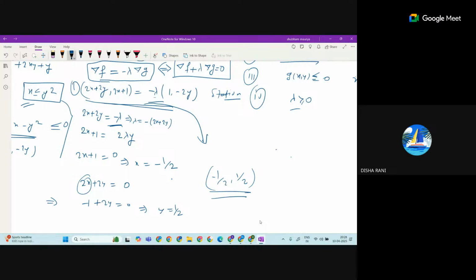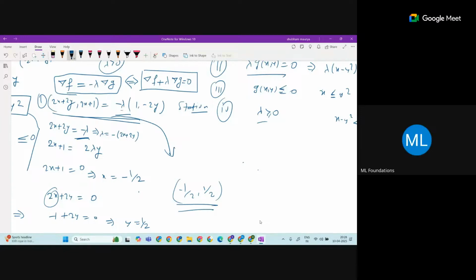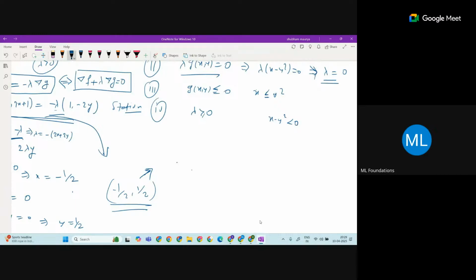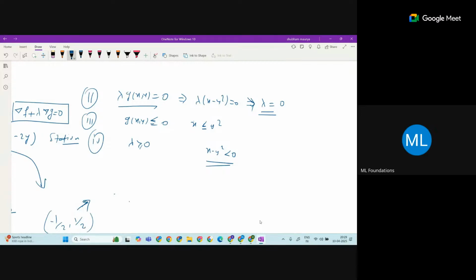If we put it in the third condition, g of x, y less than or equal to 0, it is satisfied. Both are satisfied. Yes, sir. So we got one optimum solution, minus 1 by 2 and 1 by 2. You assumed strictly less than 0. The second case is when it is equal to 0. If less than was failing, we have to check the equality condition.